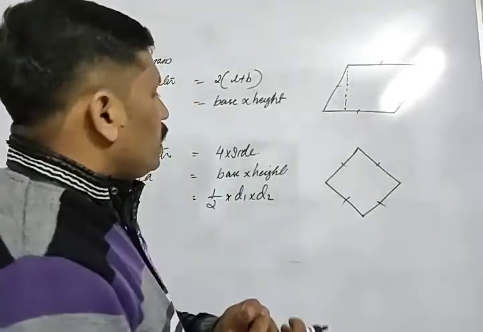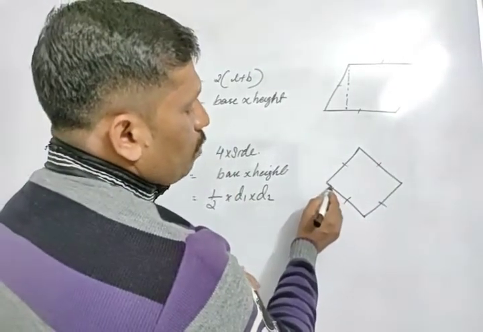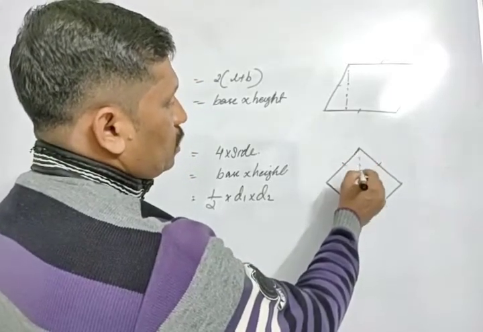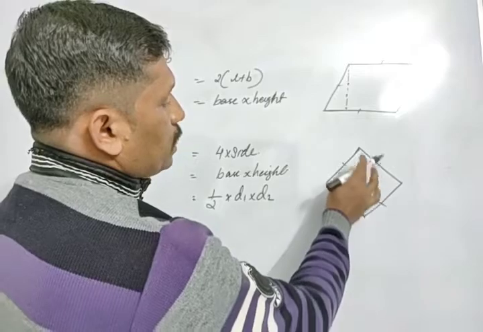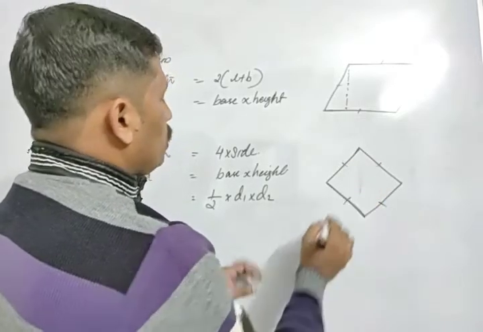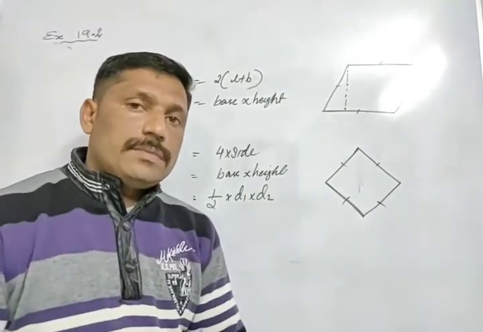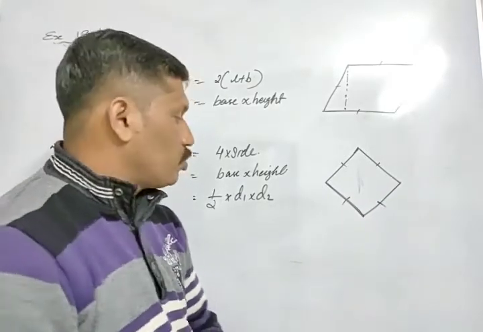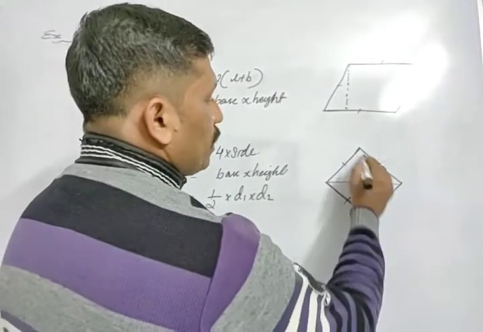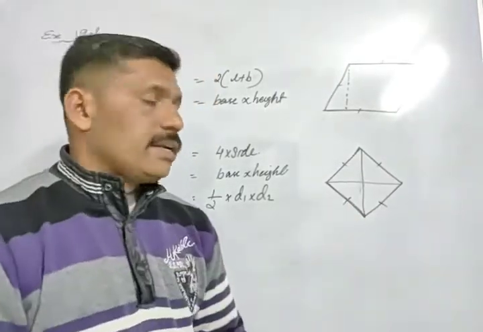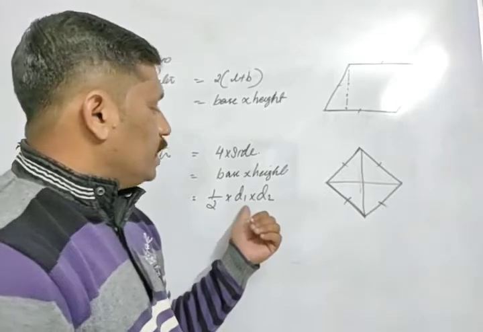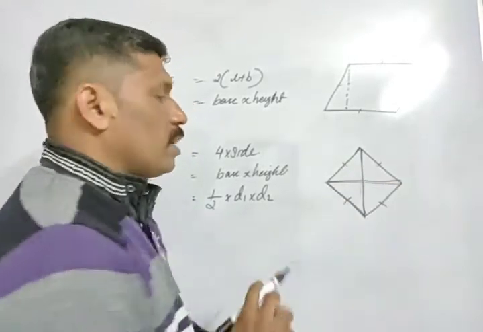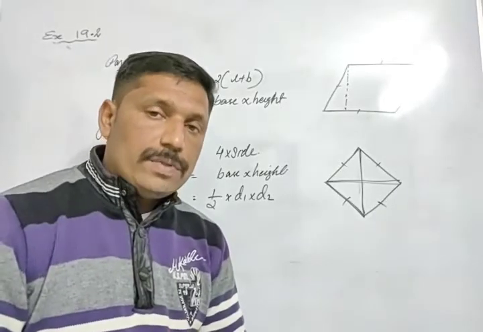And the area: this downside part is called the base, and the perpendicular distance from the opposite side is called the height. So base into height. Here also the formula to find the area of a rhombus is base into height. And if diagonals are given, then we use the formula half into d1 into d2. This is d1 and this is d2. Diagonal 1 into diagonal 2. Then we get the area of the rhombus.